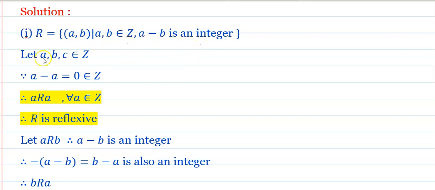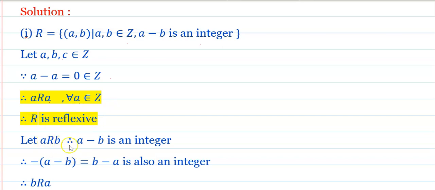No problem. A, B, C belong to Z. A minus A is 0, which belongs to Z. Therefore, A R A for every A belongs to Z. That is, R is reflexive.